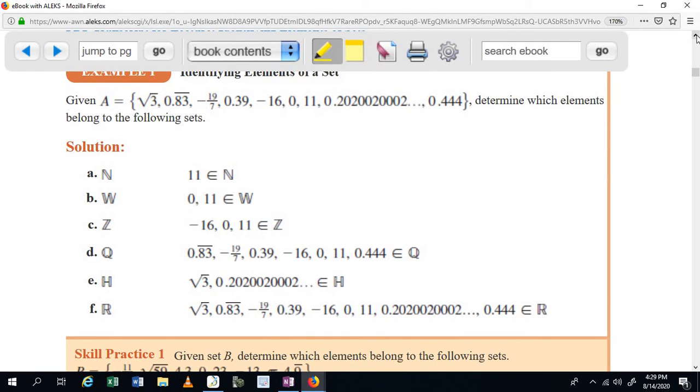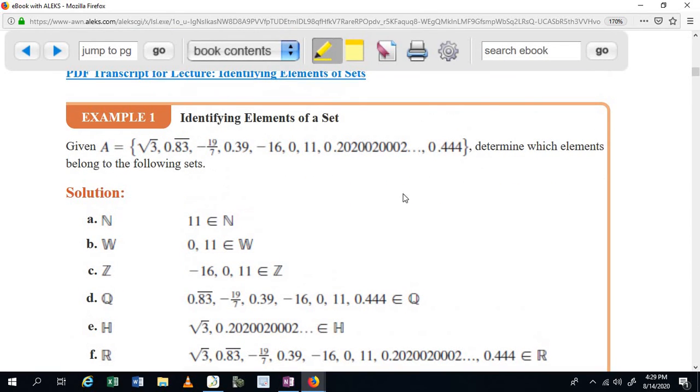So let's talk about example 1 just to reinforce some of these ideas. A lot of times we use capital letters to denote sets. So capital A in this case denotes this set here, this set of numbers. And we're going to try to determine which elements belong to the following sets. So let's start with part A. Which of these numbers would be natural numbers?